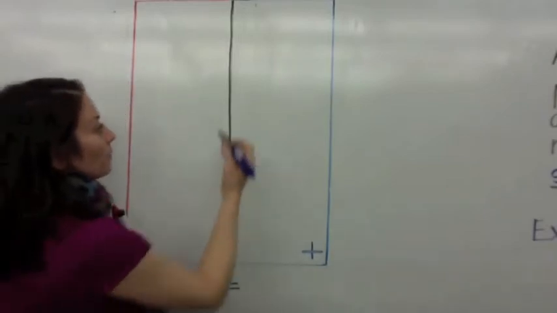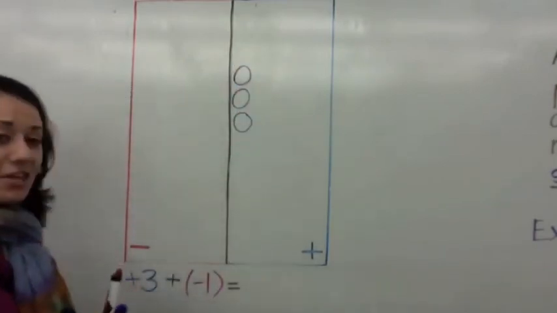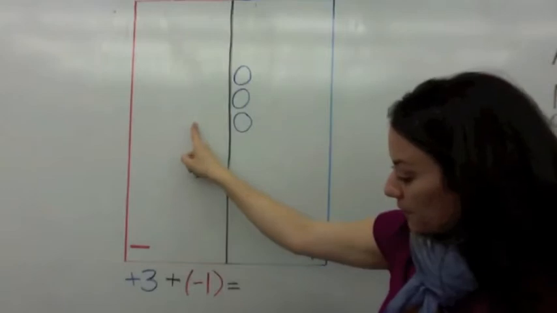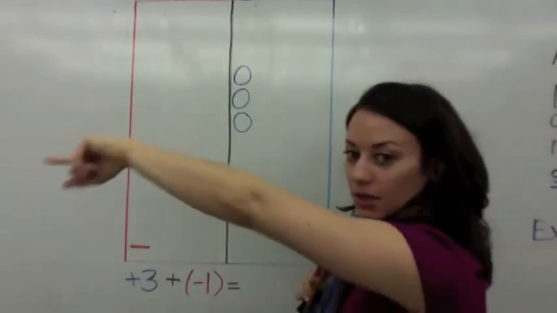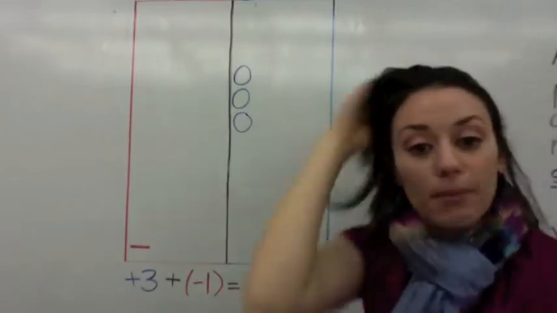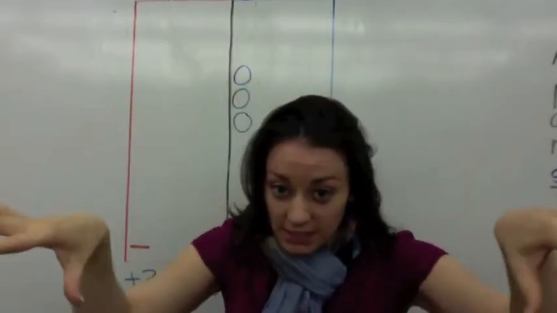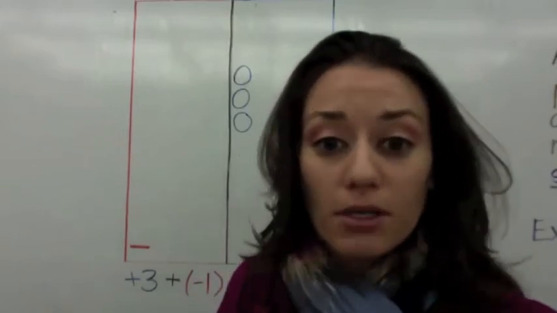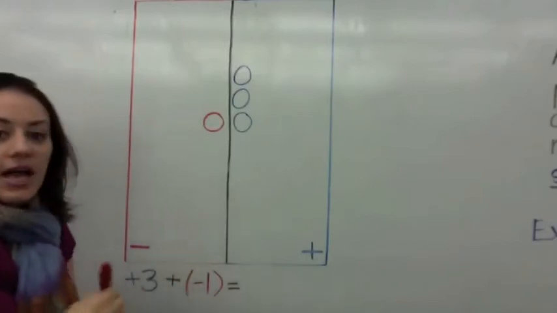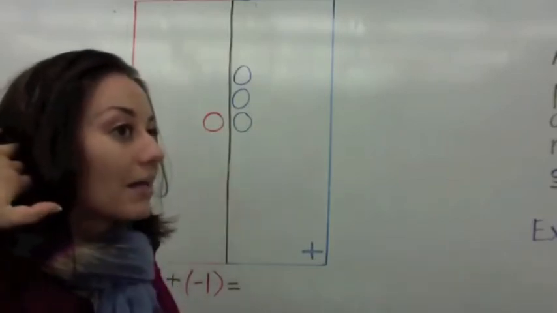So start with +3. You're going to put +3 circles, 1, 2, and 3. Then you have -1, but you're going to add a -1 circle to the left. So you want to make a 0 pair. That's when the circles are touching and then they cancel out, and you have to cross them out. So I'm going to go ahead and add a -1 circle over here. Now, do we have 2 circles touching? Yes? This is called a 0 pair.